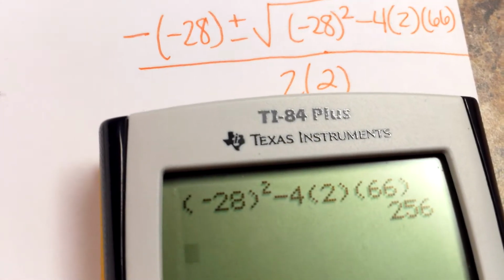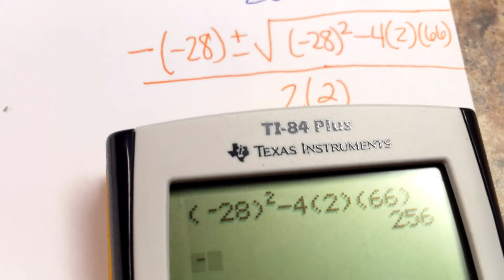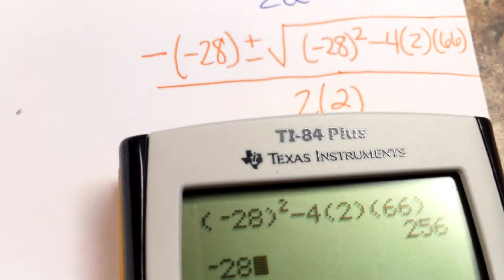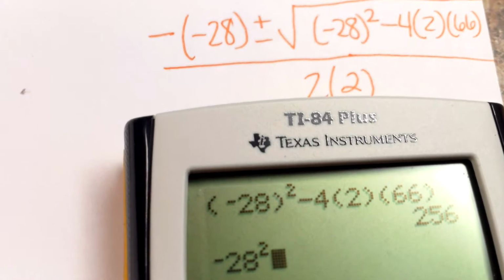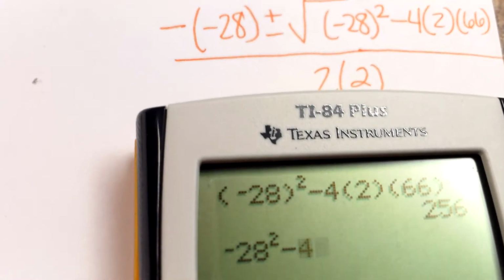So here I wanted to show you what would happen if you don't put parentheses on the 28 squared. Watch.